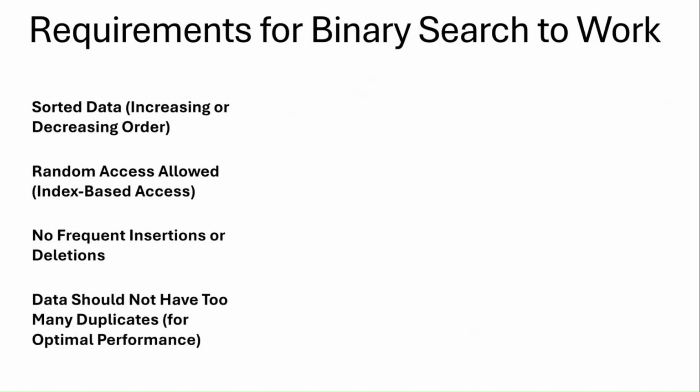The next requirement is that data should not have too many duplicates for optimal performance. We can use binary search with an array having duplicate elements, but it will require extra logic. Why? Let's say we find the middle element, but if there are many elements with the same value, then we need extra logic to decide from where we need to start searching again, on the left side or on the right side. That extra logic we need to write makes binary search less optimal.